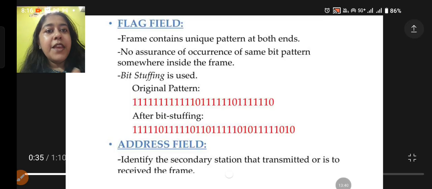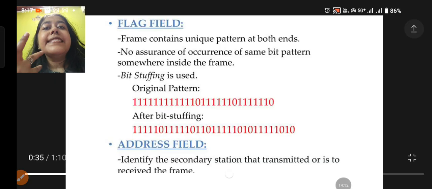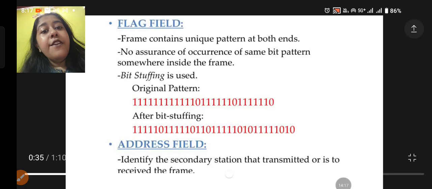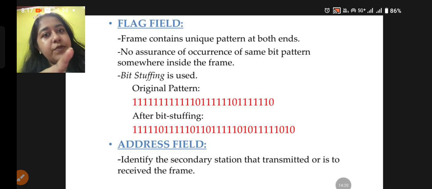Other fields. Now bit stuffing is used. This one is your original pattern. After bit stuffing the pattern will be like this. So when we are doing the bit stuffing, the original bit pattern will obviously change. Now the next one is the address field, which identifies the secondary station that transmitted or is to receive the frame. So the address field is basically for identifying the secondary station that transmitted or is receiving the frame. That is the address field, the next field after the flag field.